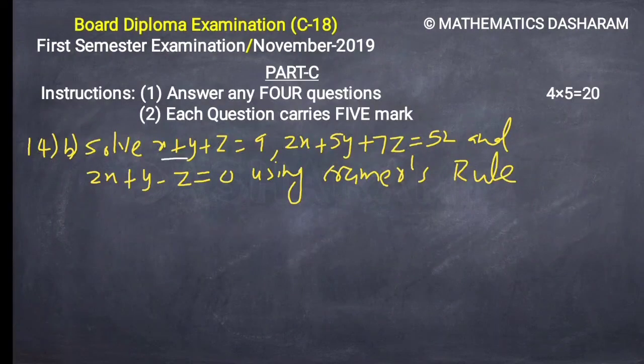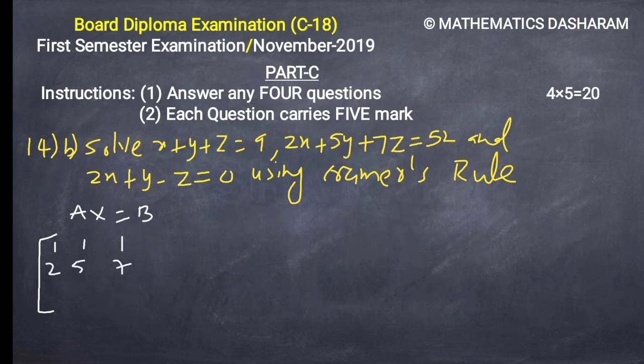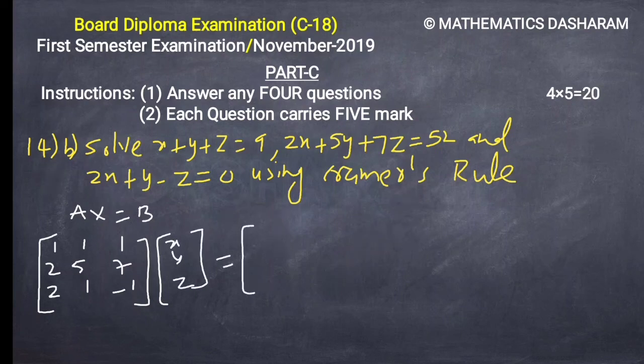Next question: solve x plus y plus z equals 9, 2x plus 5y plus 7z equals 52 and 2x plus y minus z equals 0 using Cramer's rule. So the matrix notation form is AX equals B. Here matrix A is the coefficients of the variables in each equation: 1, 1, 1, and in the second equation 2, 5, 7, in the third equation 2, 1, minus 1. X is the variable matrix, so here there are 3 variables: x, y, z. And matrix B is the constant matrix: 9, 52, 0.